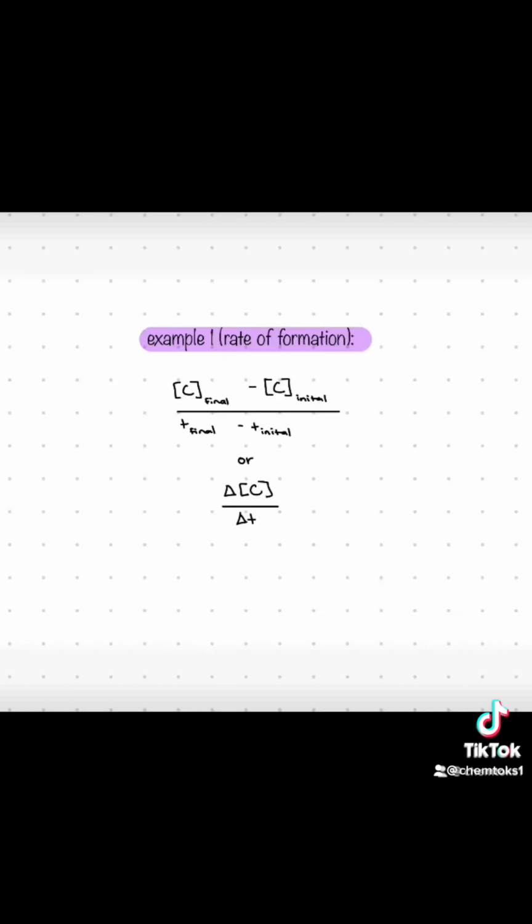This first example is dealing with a product, let's call it C. We're going to take the final concentration of C and subtract it by the initial concentration of C and divide it by the final time subtracted by the initial time. The shorthand of writing these problems is taking the change in concentration of C and dividing it by the change in time. The change is represented by the triangle.